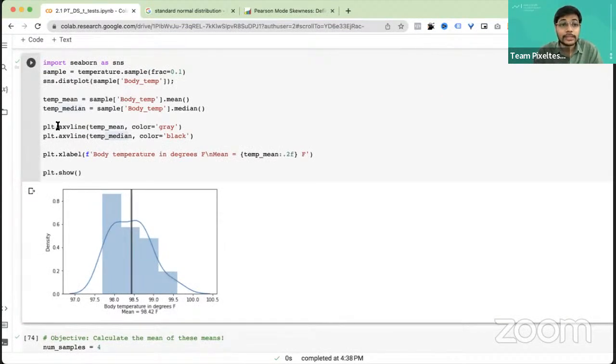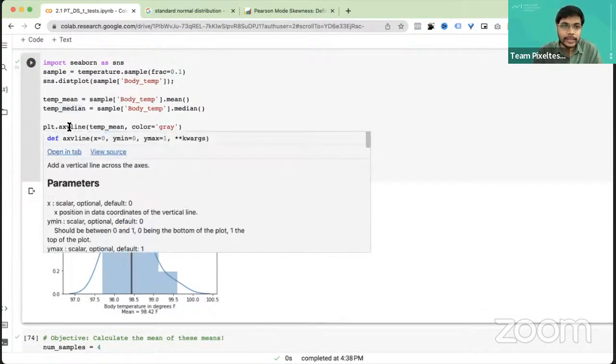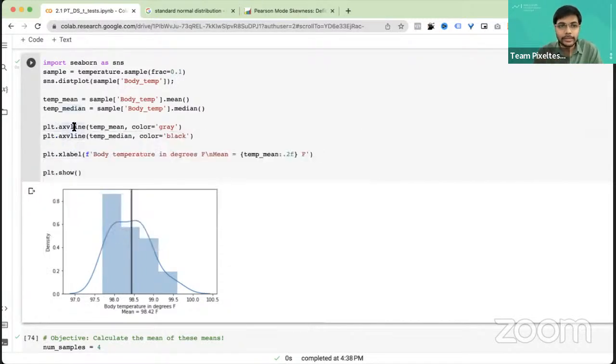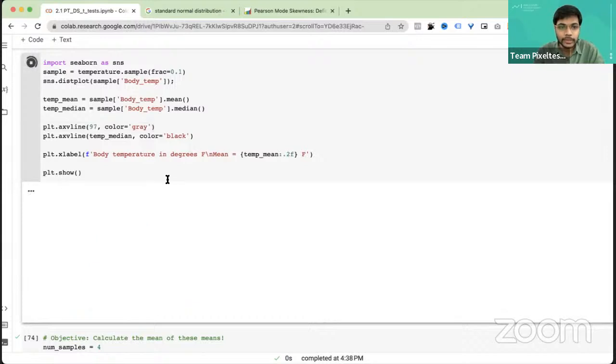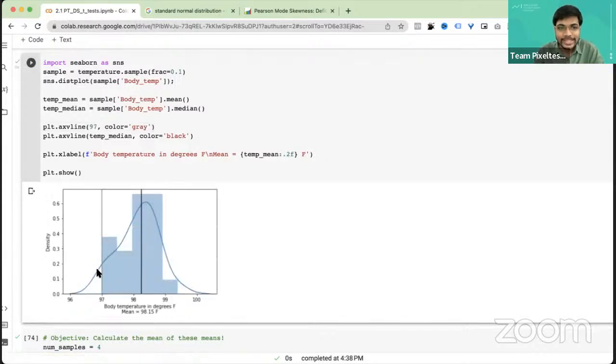So this axvline is going to plot a vertical line wherever you give. So for example, instead of temp_mean, I'm just saying 97, okay? Just to give you an example. So I'm going to run it. Now you can see at 97, a vertical line came in on our graph, right?